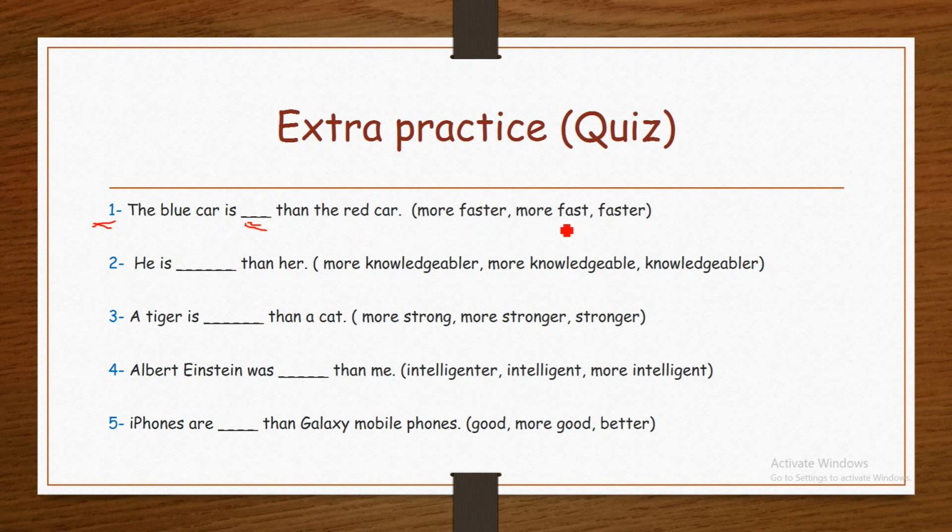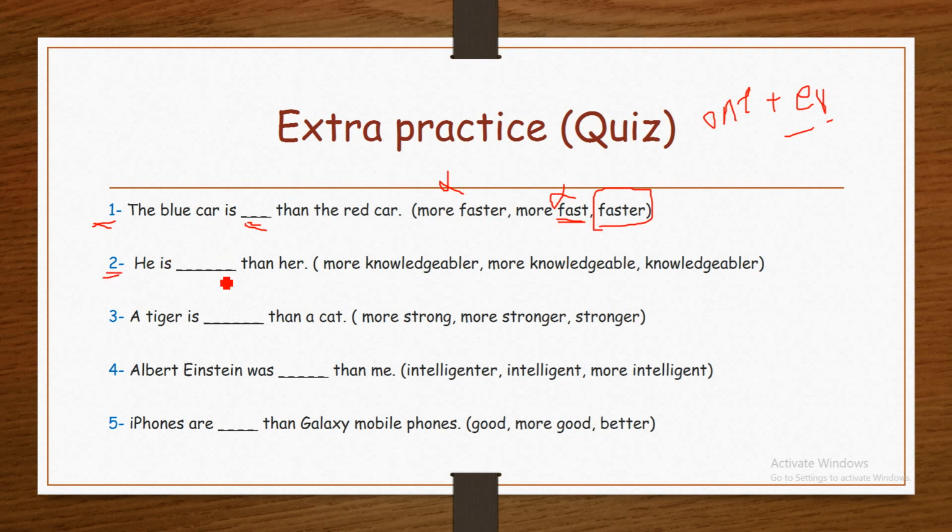We have the adjective fast. Faster, more fast, more faster? Fast is a one syllable adjective. We said for one syllable adjectives, we just add er. Therefore, fast becomes faster. More faster is not correct. More fast is not correct either. Faster is the correct answer.